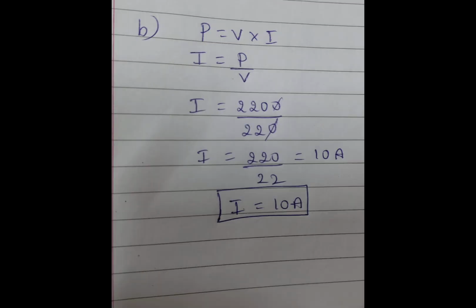In the next question, we have to find out the current value. So here we know the power value, and they have given the voltage, that is 220 volt. By using these two values, we can find out the current value. So what is the formula? P is equal to V into I. So from this formula we can write the I formula: I is equal to P by V. Just substitute: power value is 2200 and voltage is 220 volt. Here the 0 gets cancelled. Then 220 divided by 22, that is 10 ampere. So the current drawn by the oven is 10 ampere.